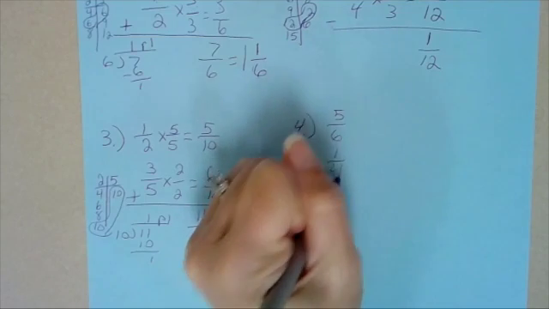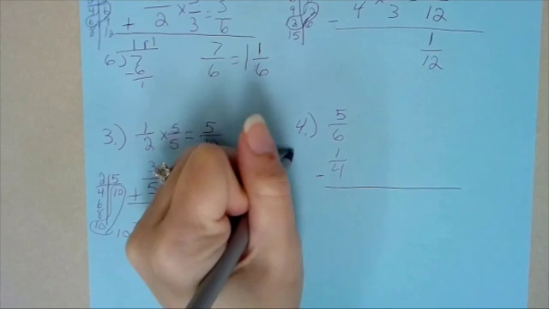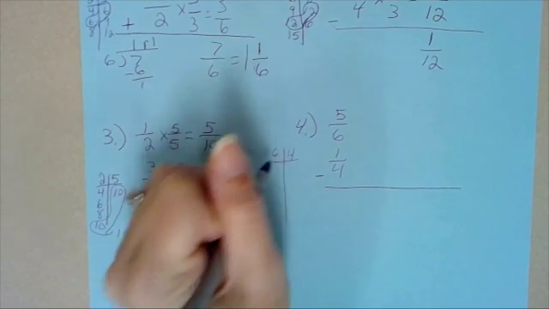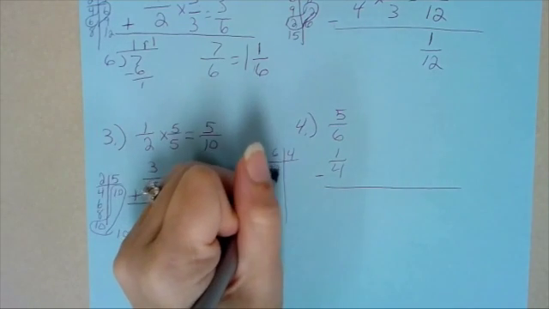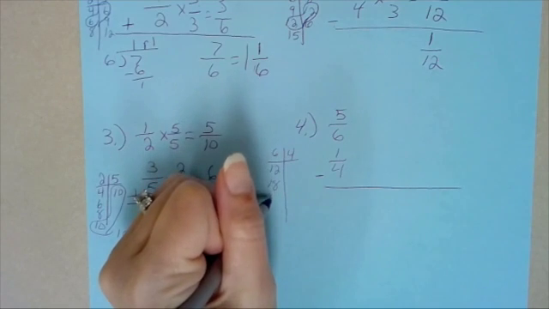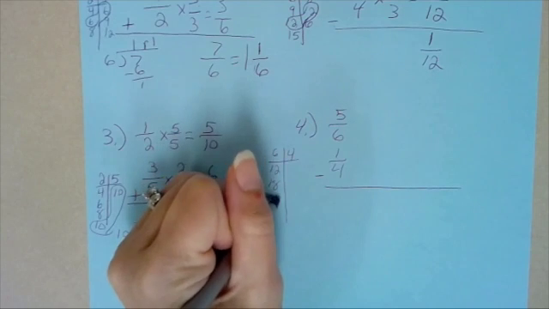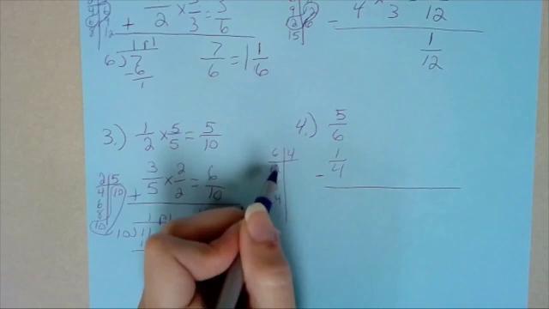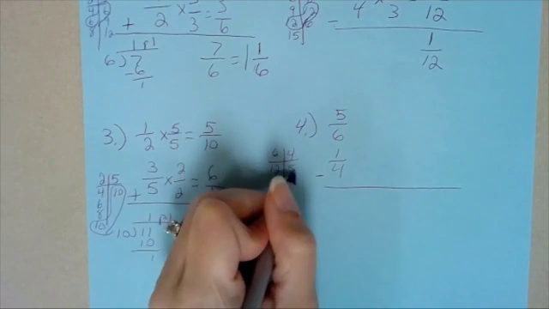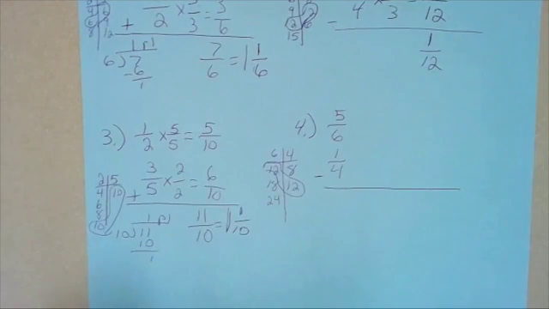Minus 1/4. I'm going to make a T-chart with my denominators so I can find the least common denominator. 6, 12, 18, 24, yeah. 4, 8, 12. Oh, look! 12 is the smallest one in both lists. So my common denominator is 12. I'm going to write my 12s down.